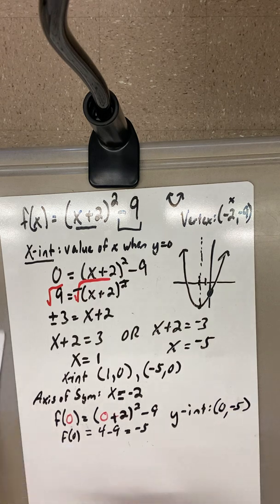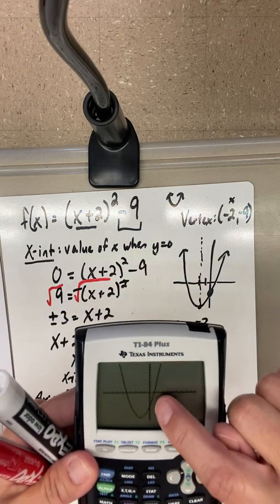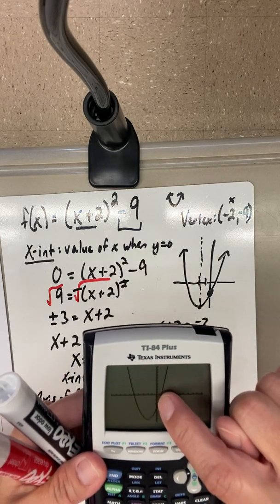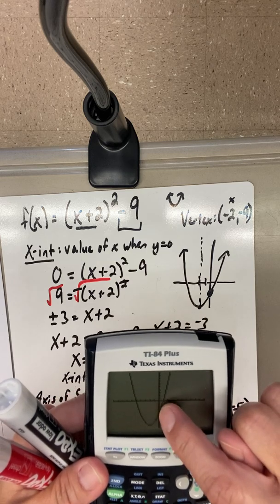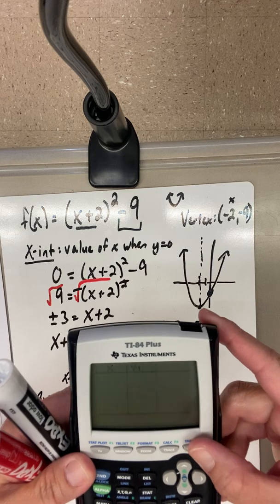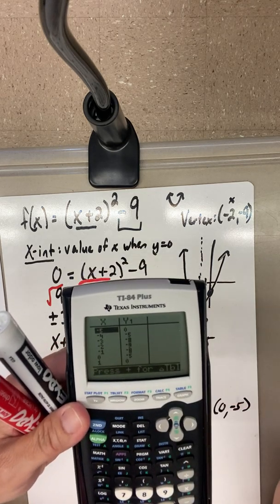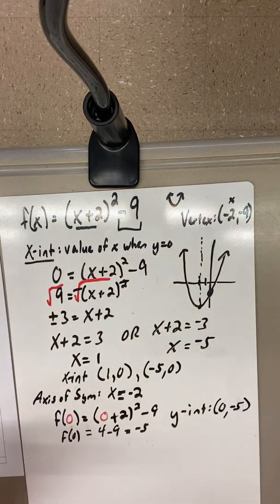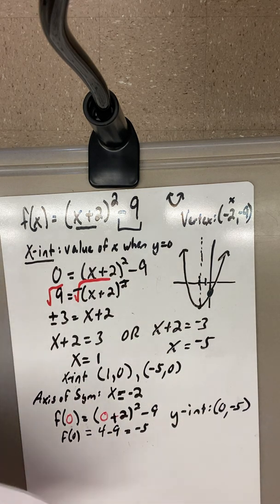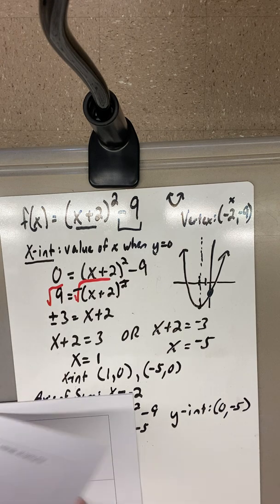You can also verify that on your calculator. If you go up here and you look at the graph, you can sort of estimate. It looks like when x is 0, we can sort of count down how many tick marks there are, but you can also look at the table, and when x is 0, y is -5. All right, and I think that's all for that problem. Next, number 5.